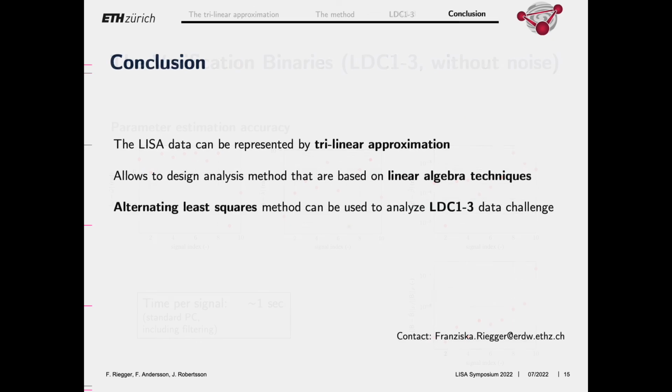Now, let me shortly summarize. In the first step, we have seen that the LISA data can be fairly well represented by trilinear approximations. We have also seen that these approximations have a special structure that allows us to use linear algebra techniques for the data analysis. One such technique is, for instance, the alternating least square method. Based on this alternating least square method, we have designed a two-stage procedure for the data analysis, and we have applied it to the LDC 1.3 data challenge.